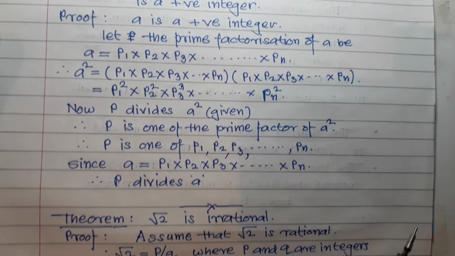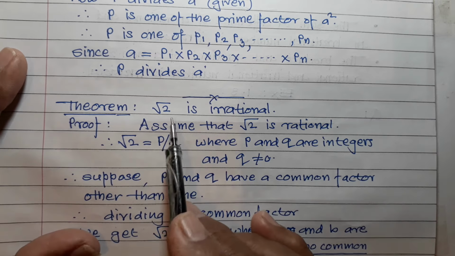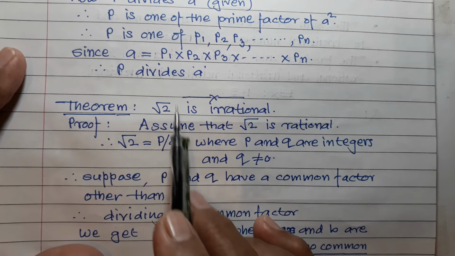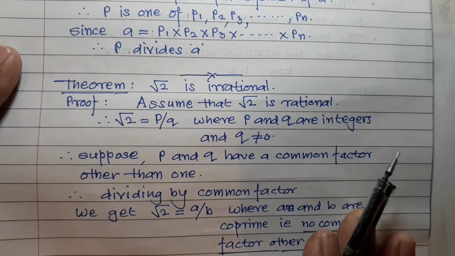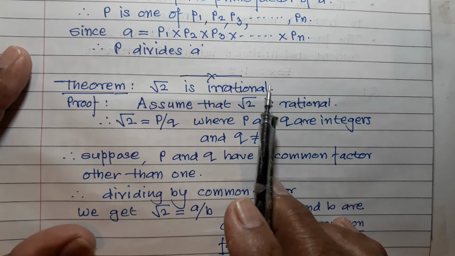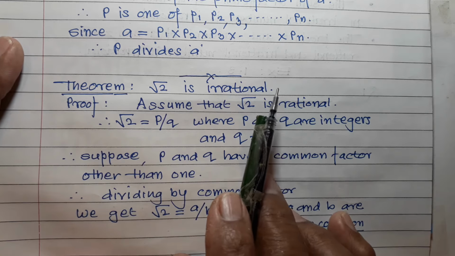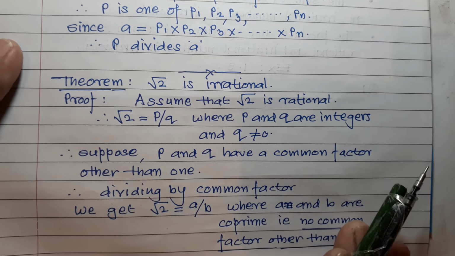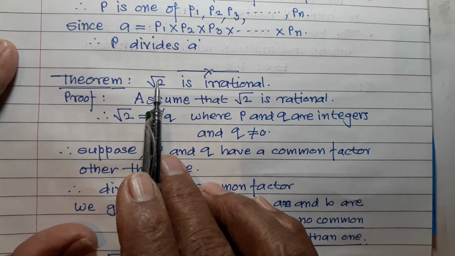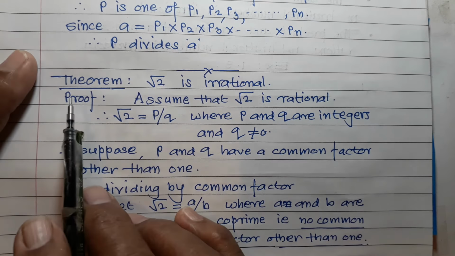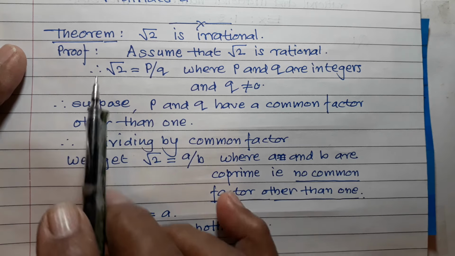Theorem number 2. Root 2, where 2 is a prime number, root 2 is an irrational number. Now to prove that root 2 is an irrational number, we use the indirect method. That means assume this root 2 is rational. Now try to understand this proof, because this question is very important.